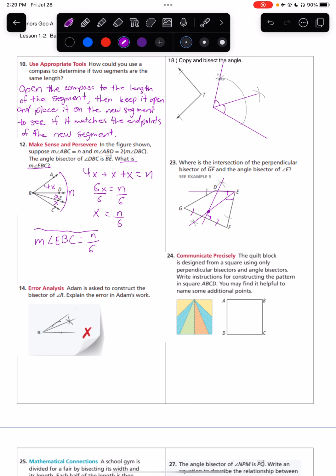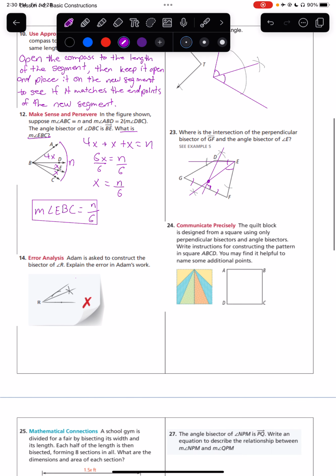I think I've just learned I can draw straight lines. So we're going to practice that because I am really bad at drawing straight lines. There we go. So the measure of angle EBC is n over 6 degrees.